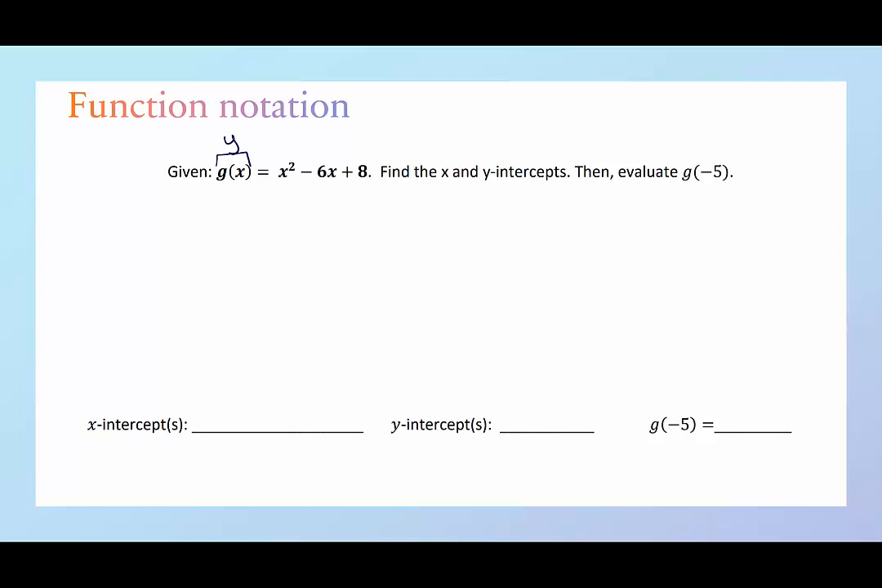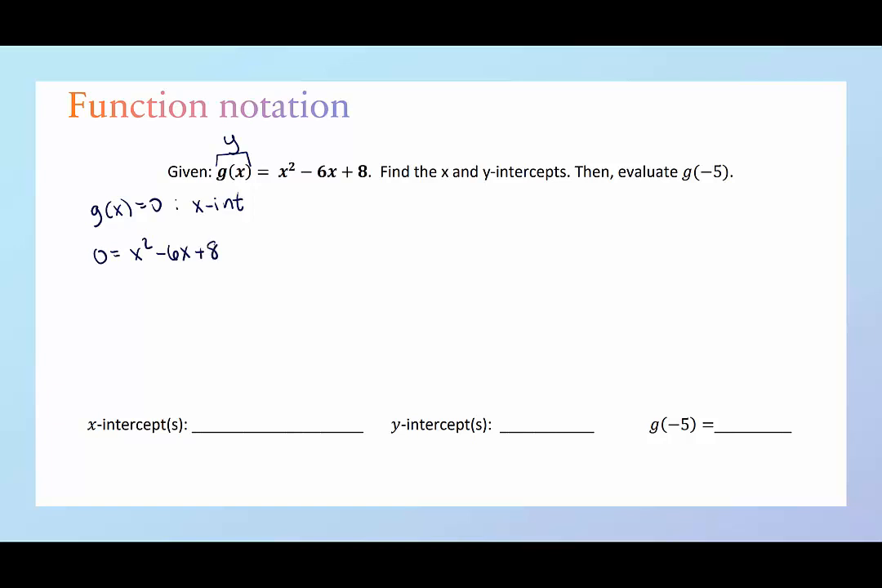When we find the y-intercept, we do want to keep in mind that g of x is the same thing as y. To find the x-intercept, we will say g of x is equal to 0, because remember what an x-intercept means? That means we're plugging in 0 for y. In this case, y is g of x, so we would say g of x equals 0. And then we would have 0 equals x squared minus 6x plus 8.